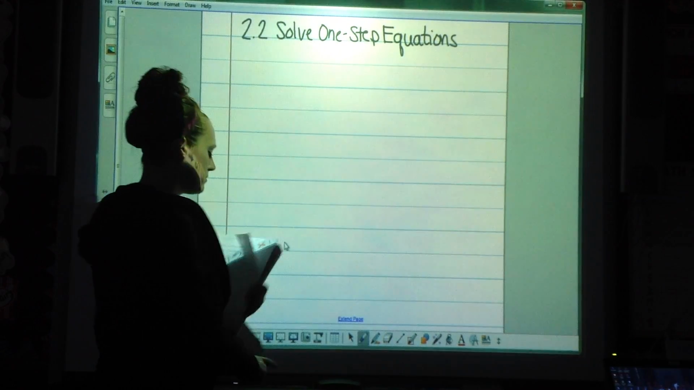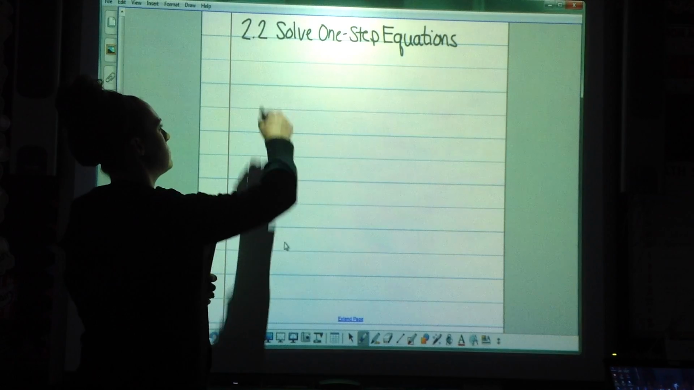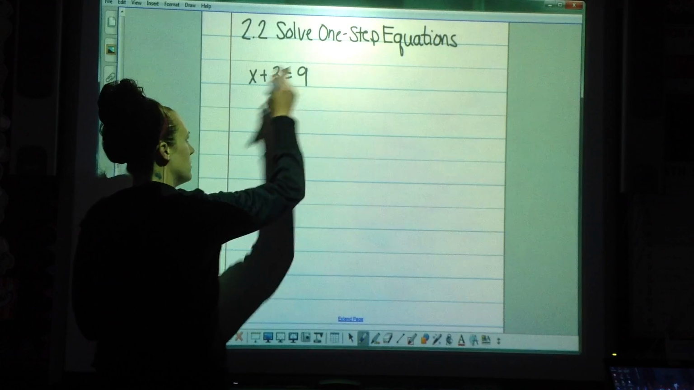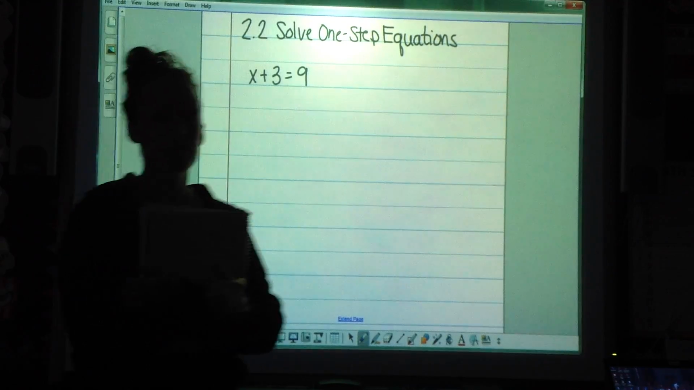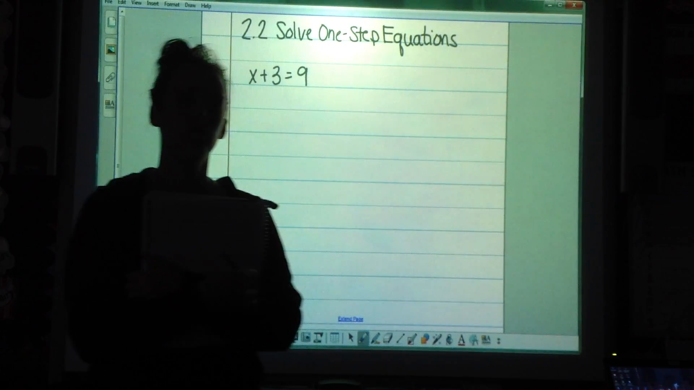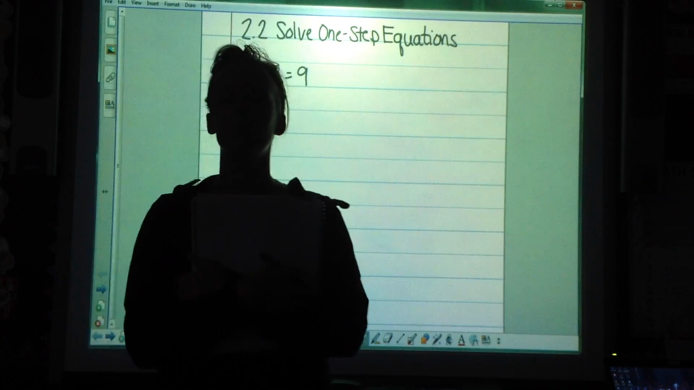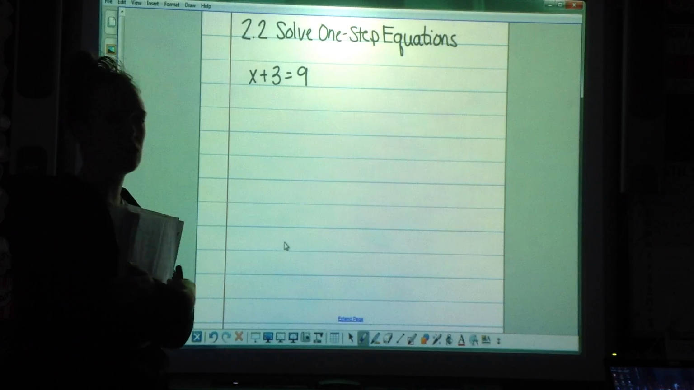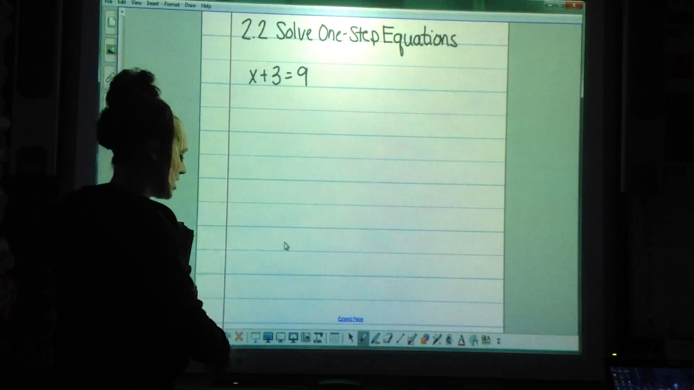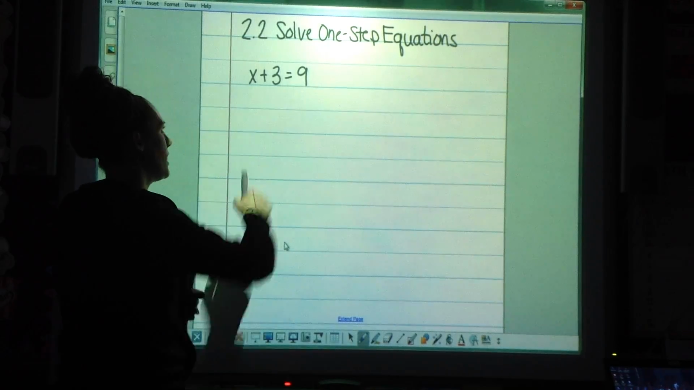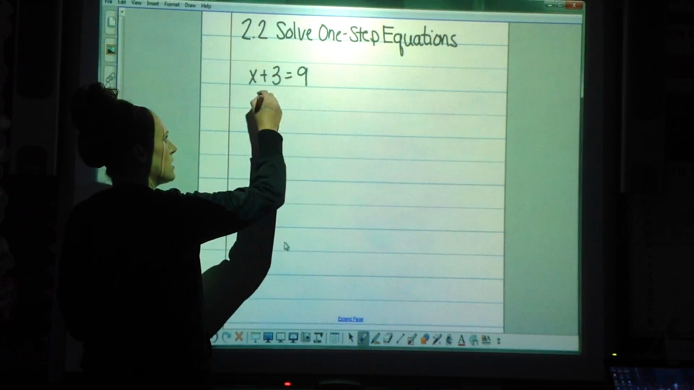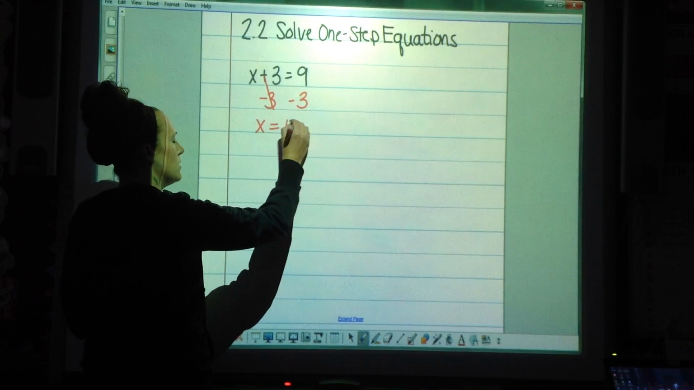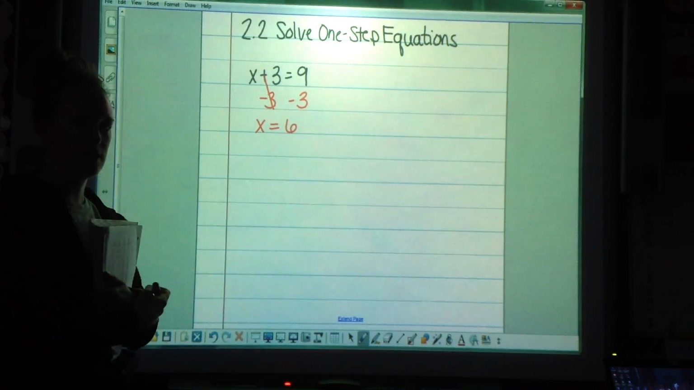Okay, so let's start with x plus 3 equals 9. Yes, you could probably do this in your head. That's awesome. But we need to learn how to show work when solving one-step equations. We're going to use the inverse operation. The inverse operation will be subtracting. Opposite of adding is subtracting. And I'm going to bring this quantity to the other side. So I get an answer of 6.